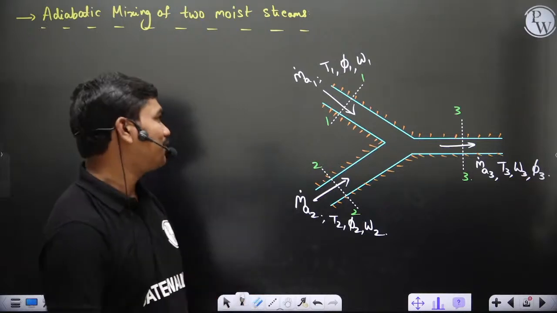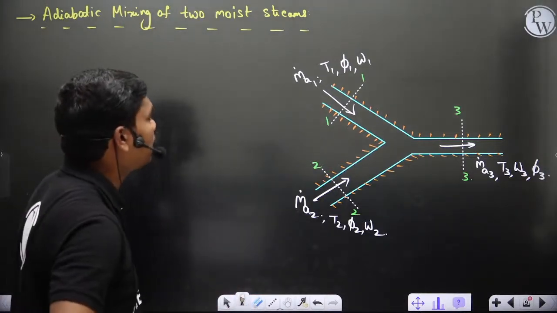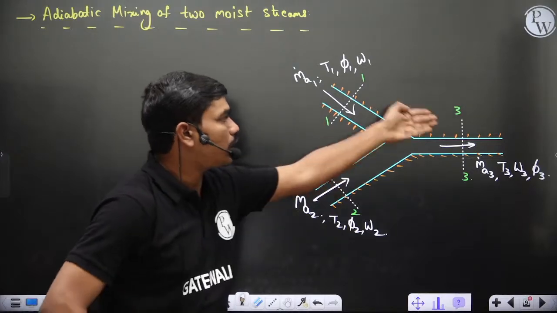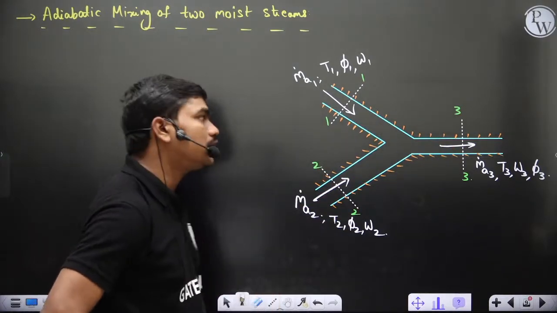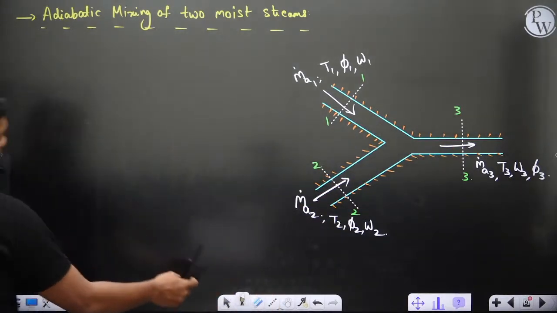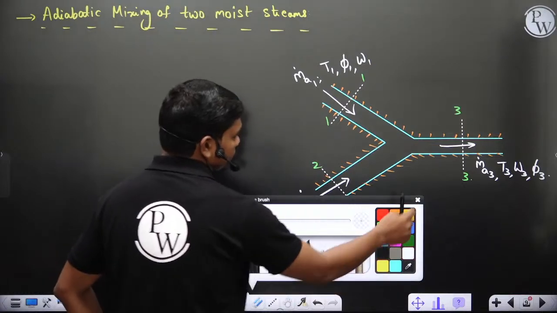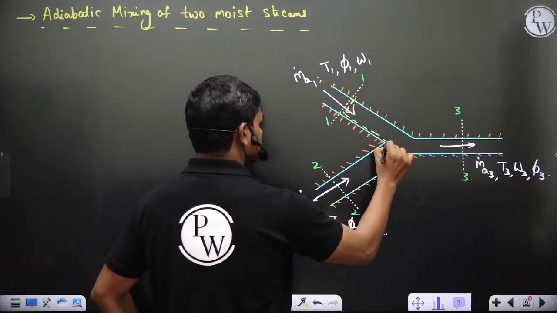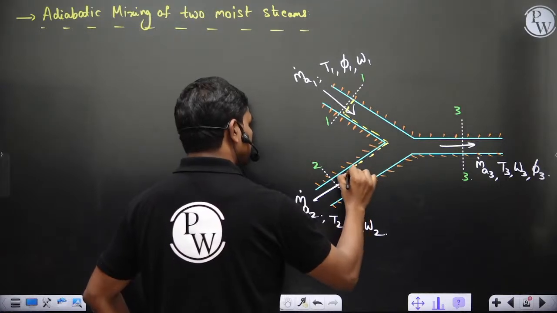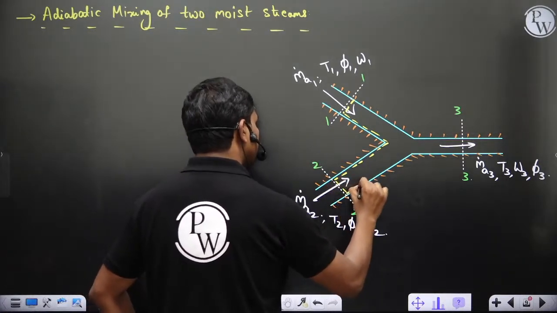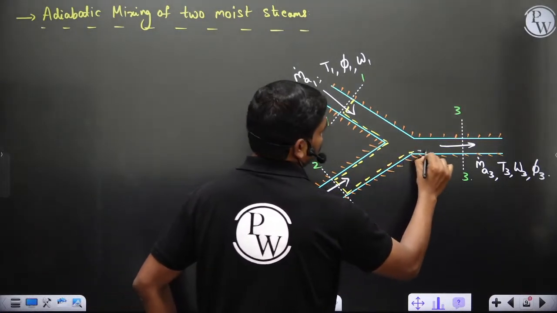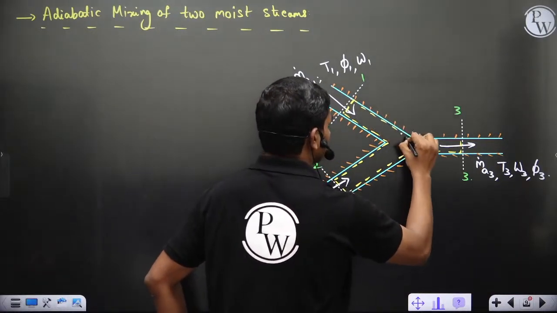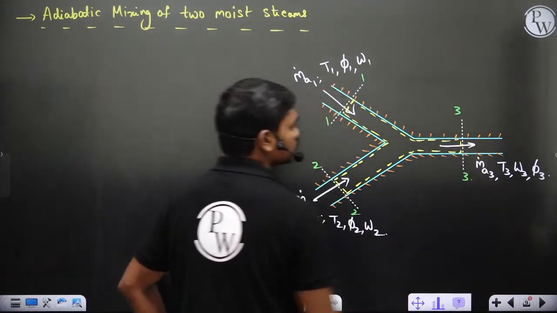Okay, now anyway, if you have these 1, 2 and 3, basically if these two streams mix, what could be the outcome properties? That's the main story here. Now again, you take the control volume to do the analysis. So let's say this is the control volume, for example.